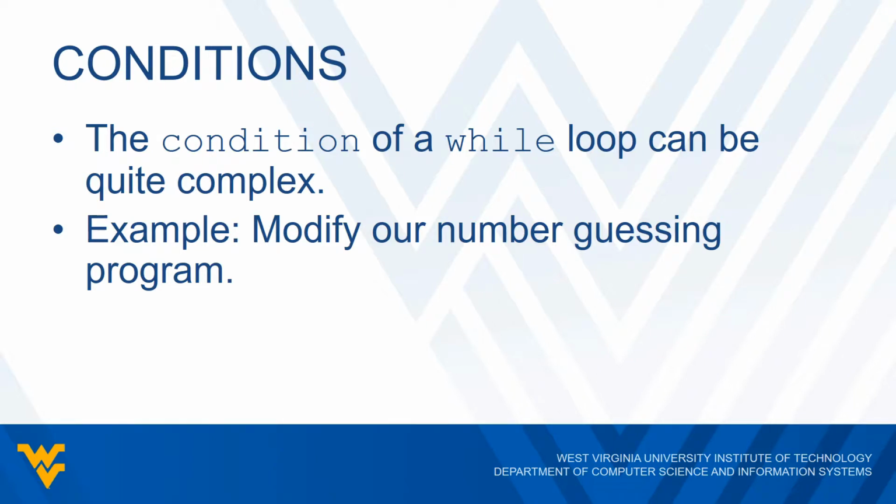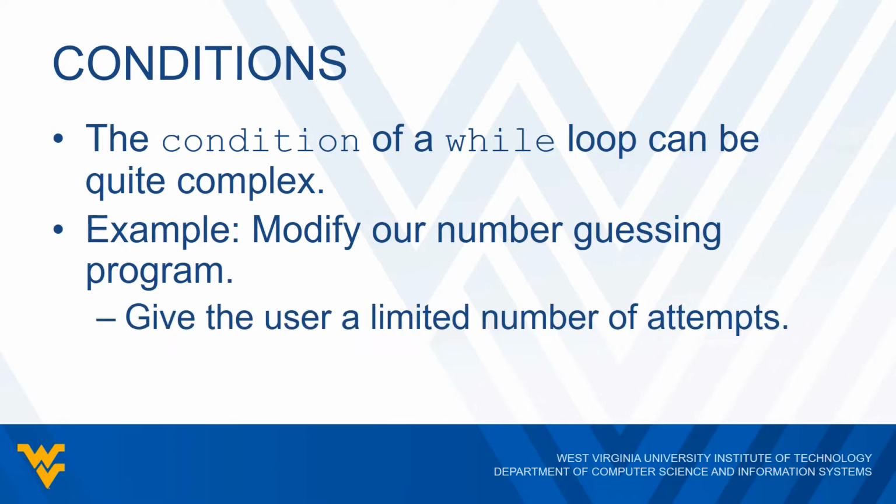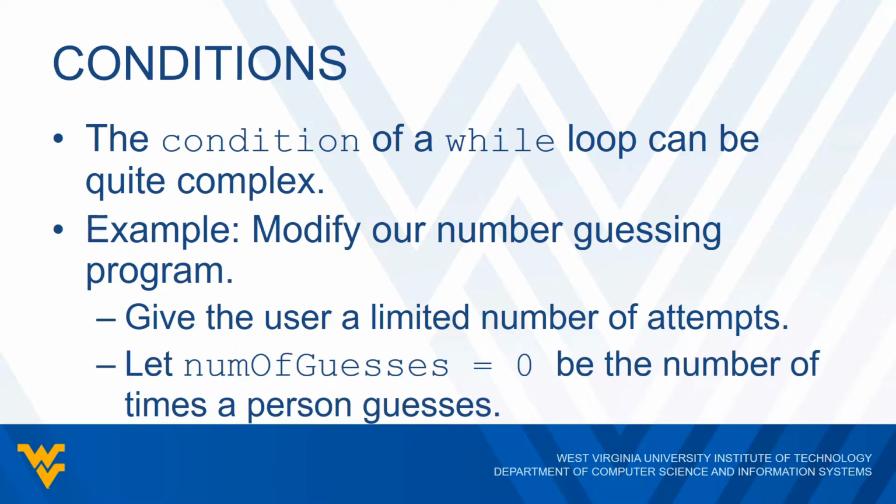So let's say we modify our number guessing program. Let's say we give the user a limited number of attempts. The way we can handle this is we can create a new variable, which we'll call num of guesses, and we'll initialize it to be 0 to be the number of times that a person would guess. And after you make a guess, we'll increment this by 1, and we'll say, as long as we're not done, and as long as we haven't reached the limit of our guesses, then we can continue our while loop. So for this to work, we're going to have to make some changes to our while loop to incorporate this additional condition.